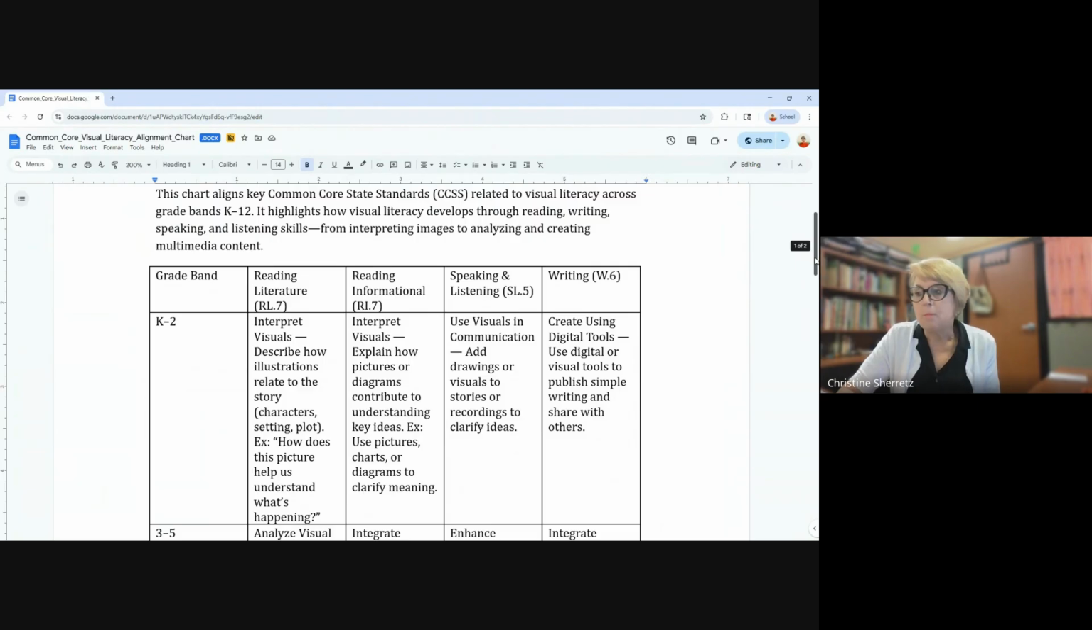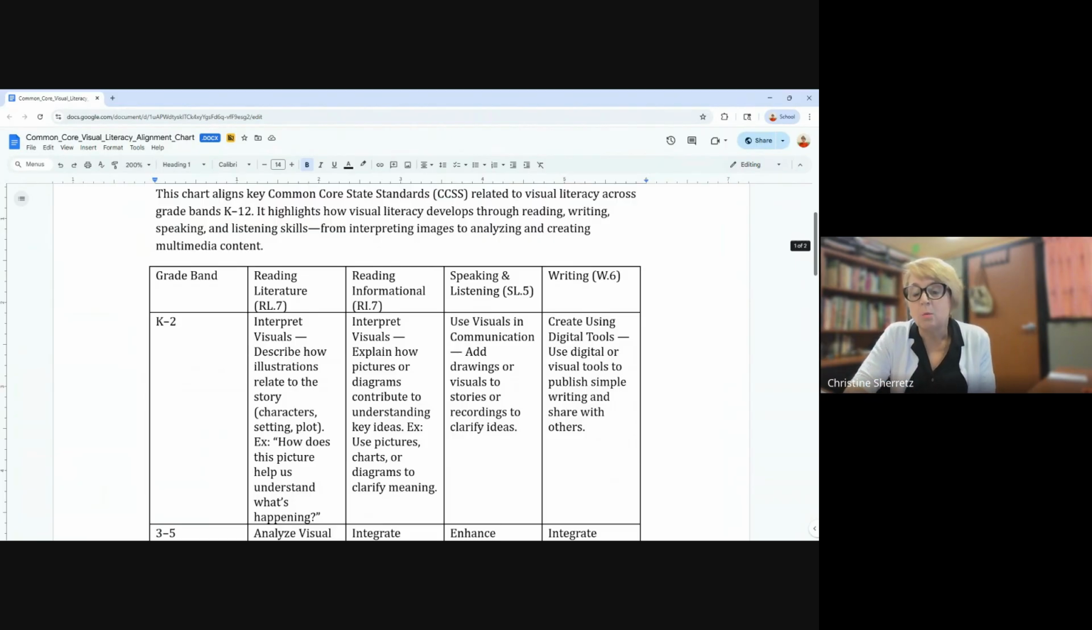So if you were reading a book about snakes, maybe they're going to see a picture of a snake, and it has maybe the different lengths of a boa constrictor compared to a gardener's snake. And so the students could see and interpret that. Now, last week we talked about speaking and listening, and this is really important because visual literacy actually supports speaking and listening because you can use visuals in communication. So we want students in K and 2 to add drawings or visuals or recordings to clarify their ideas. So they need to learn to use those visuals to help as they are speaking and listening.